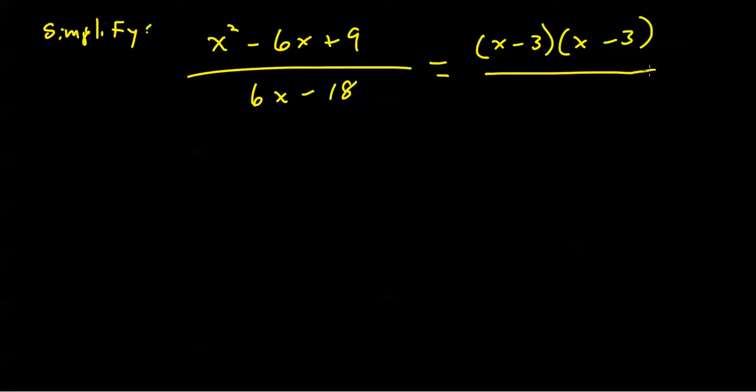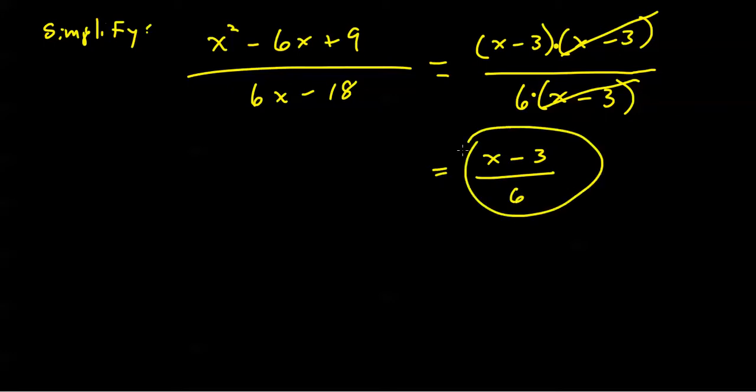The top polynomial is what we call a perfect square trinomial. It's a square of a binomial, as we've seen in a previous chapter. So it factors as x minus 3 times x minus 3. Downstairs, of course, I can factor out a 6. I've got 6 times x minus 3. And now I've got products of factors in numerator and denominator. Now I've got a common factor of x minus 3. So I'll cancel out the expression x minus 3 top and bottom. And my final answer is x minus 3 over 6.